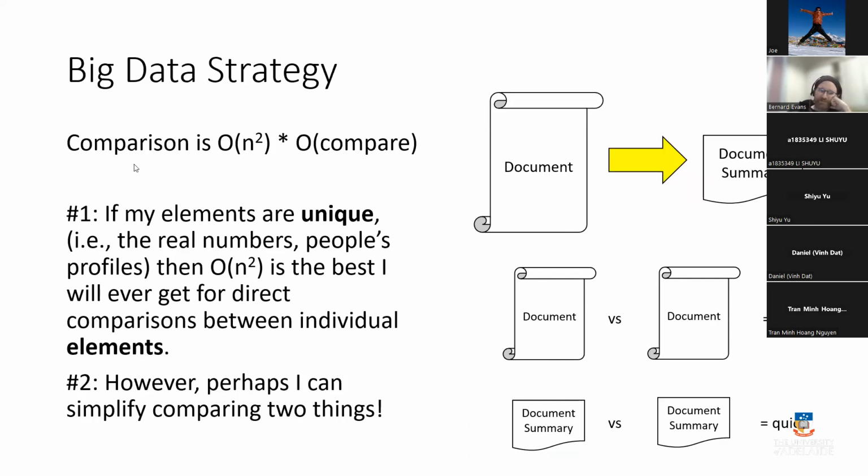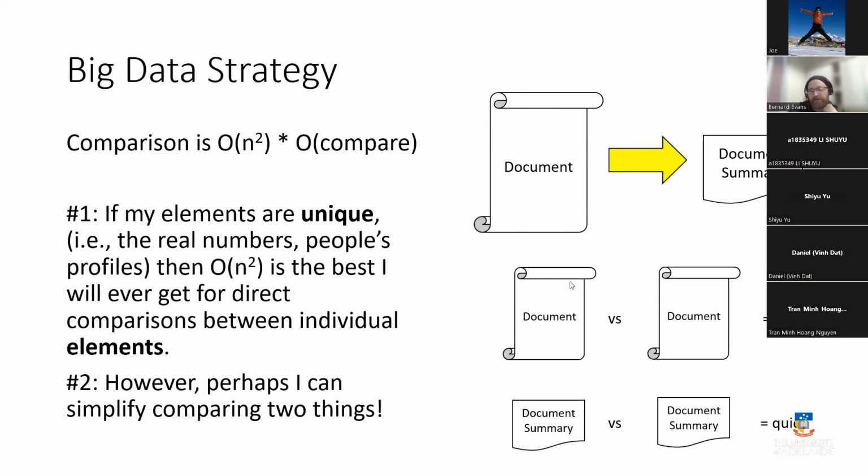So our big data strategy is we're going to do a comparison, which is an O(n squared) times an O(n) compare, right? And we're going to try and make this compare part as cheap as possible. So we're going to take our document and try to create a document summary, which is going to be smaller than the document, right?